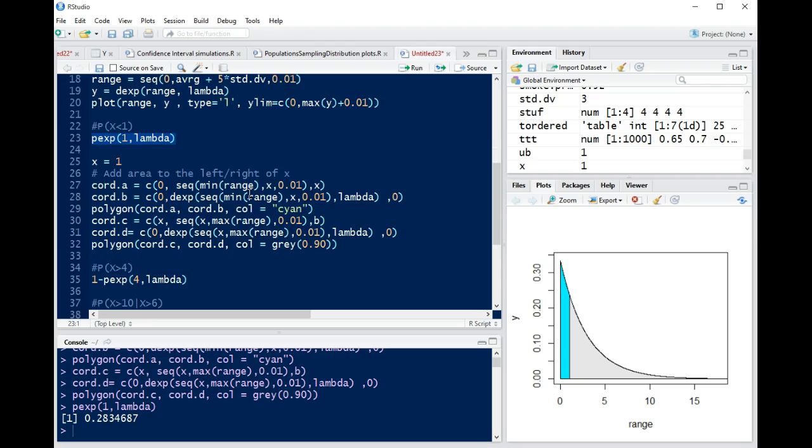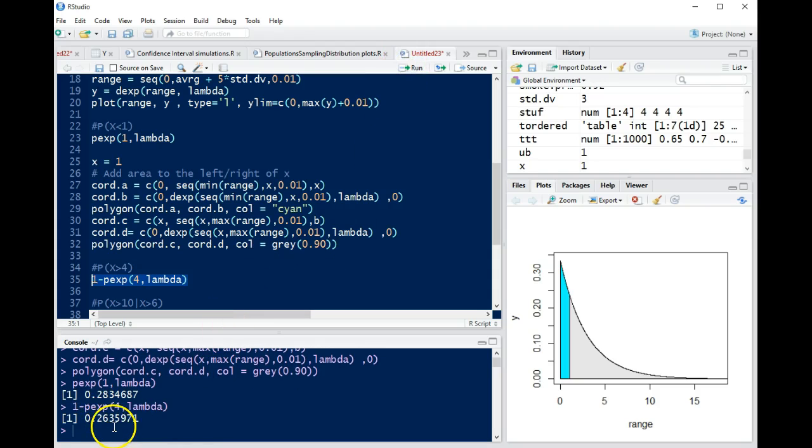Now let's suppose I want to know the likelihood that the response time is longer than 4 seconds. I can still use this pexp command, so I can use the cumulative distribution function and just plug in my 4 and lambda, but this time I want the area that falls above the 4 value. So I need to subtract that from 1. I'm going to go ahead and run this line, and I get that the area that is above 4 is 0.263835971. So that is right about here.